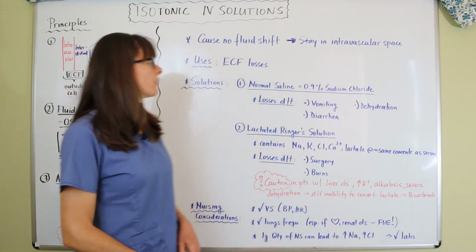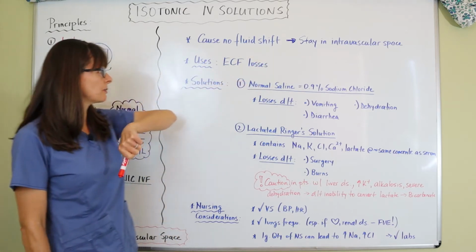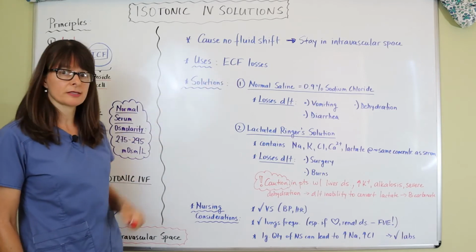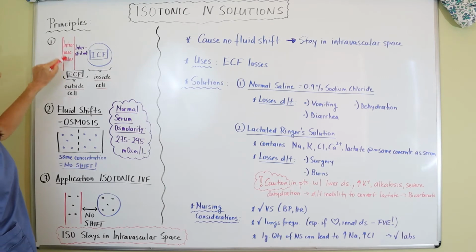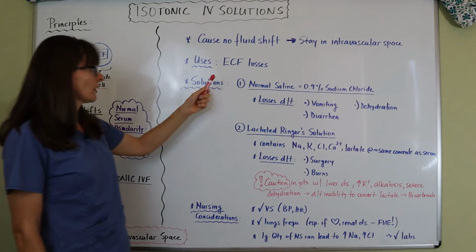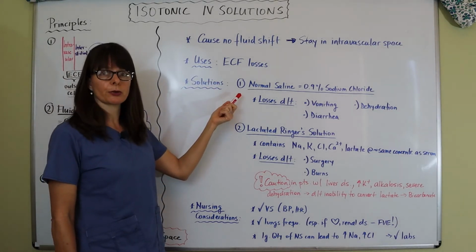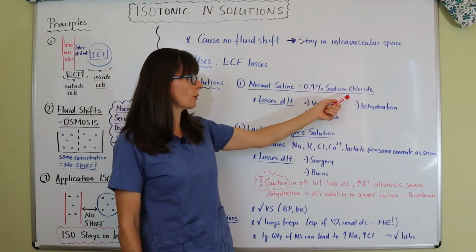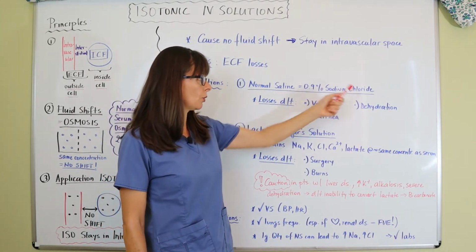So now, there is no fluid shift. Again, it stays in the intravascular space. And we use it when there are extracellular fluid losses. So when we lose blood anywhere in that intravascular or interstitial space, which 99% of the time is going to be intravascular. The solution that we use here is normal saline. You've probably heard this term before, which is 0.9% sodium chloride. So the only electrolytes it contains are sodium and chloride.